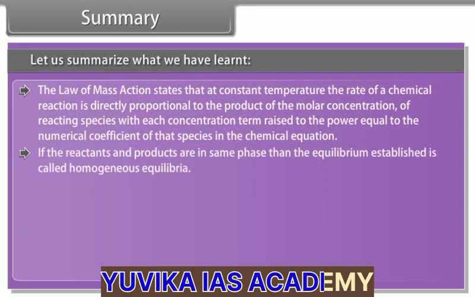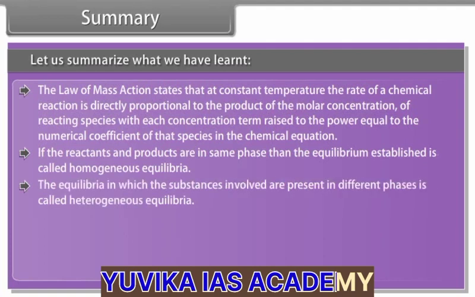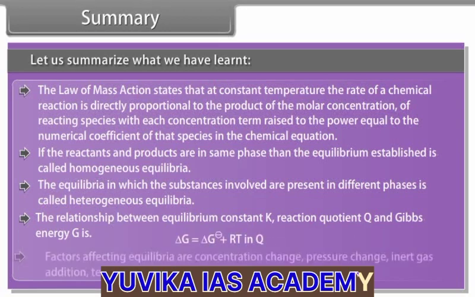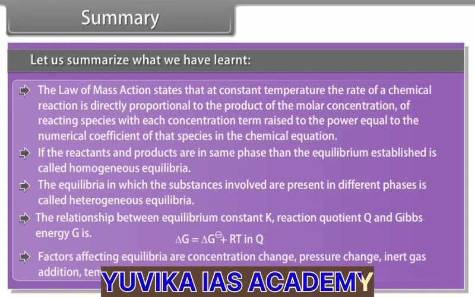If the reactants and the products are in the same phase, then the equilibrium established is called homogeneous equilibria. The equilibria in which the substances involved are present in different phases is called heterogeneous equilibria. The relationship between equilibrium constant K, reaction quotient Q, and Gibbs energy G is discussed. Factors affecting equilibria are concentration change, pressure change, inert gas addition, temperature change, and effect of catalyst.